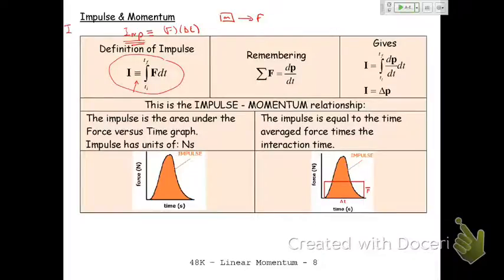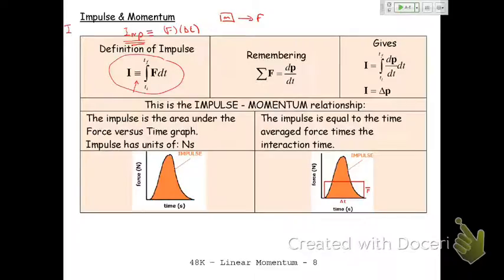Got a question or comment? Yeah, does this also mean that if I is delta P, so is that like the net force is equal to I over delta T? So I is delta P. Impulse equals my change in momentum. We're going to get to that, yes. That's where we're going. We're going to prove it. Yeah, you're ahead of me.